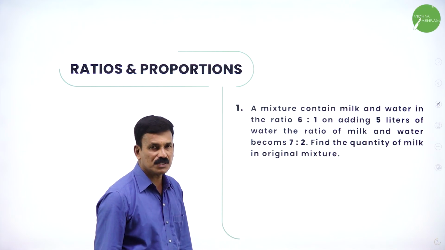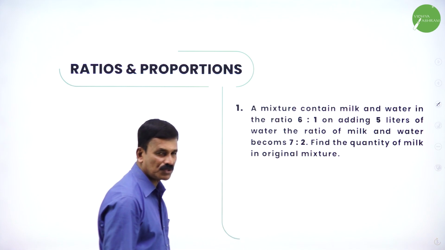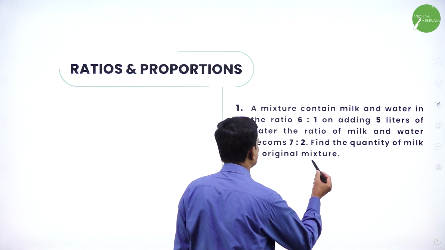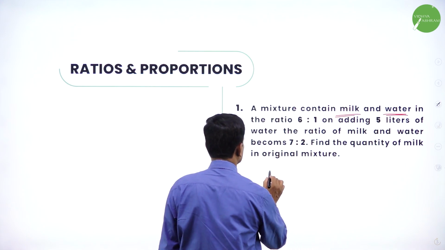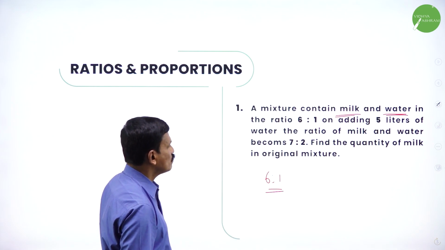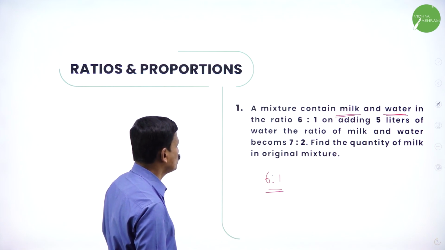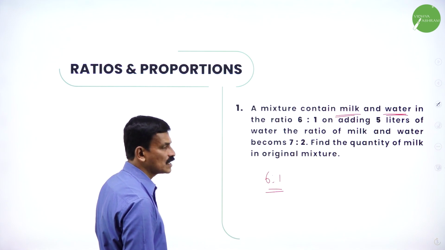Now let us take the first problem. These are all very important from the point of view of examination. You may expect one question, either for 3 marks or 5 marks. A mixture contains milk and water in the ratio 6:1. By adding 5 liters of water, the ratio of milk and water becomes 7:2. Find the quantity of milk in the original mixture.